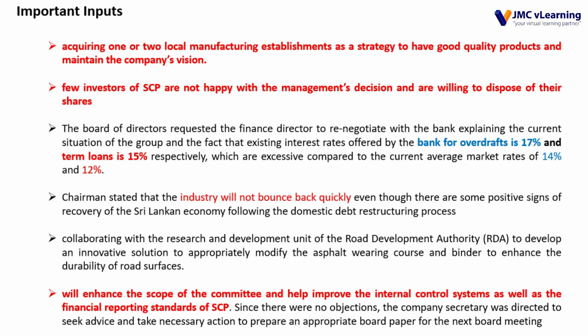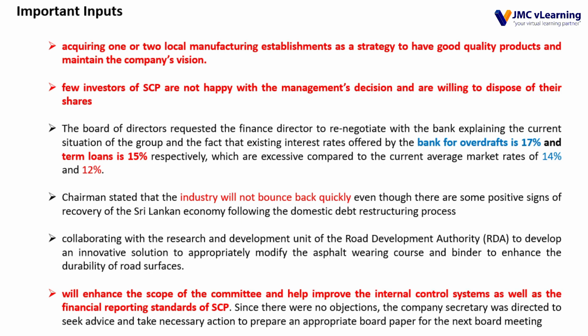If you read it again and read it again, acquiring one or two local manufacturing establishments as a strategy to have good quality product and maintain company vision. You can remember, they emphasized the quality of the material and supplies to the construction projects, right? Because of the restriction, they acquired low quality items. It was against their slogan. Therefore, they suggested it is better to acquire one or two other manufacturing establishments to support their construction company, right?